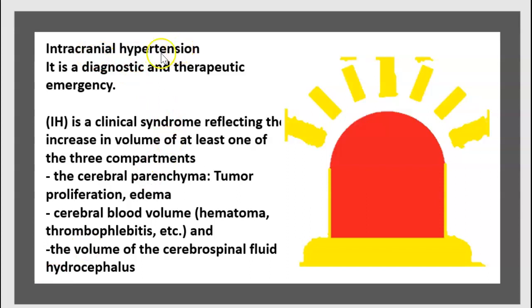Intracranial hypertension is a diagnosis and therapeutic emergency. Intracranial hypertension is a clinic syndrome reflecting the increase in volume of at least one of the three compartments: the cerebral parenchyma, tumor, proliferation, edema; the cerebral blood volume, hematoma, thrombophlebitis; the volume of the cerebral fluid itself, hydrocephalus.